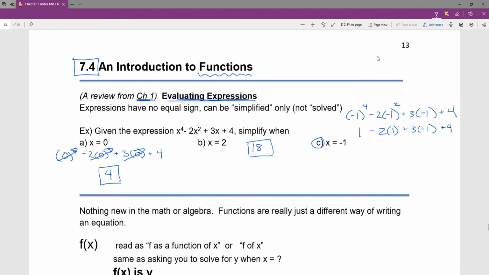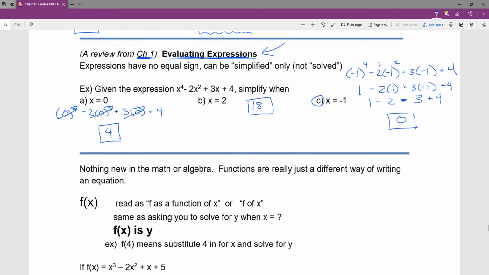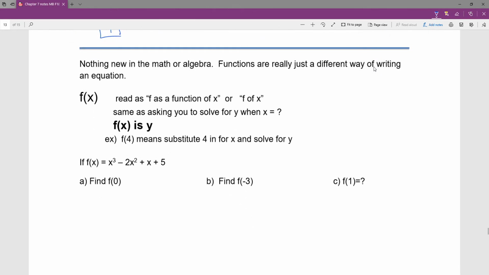So now that I've done the exponents, now I can do the multiplication. And then once I'm done the multiplication, I can do the addition. So that was really just evaluating expressions. And really, we have evaluated expressions before. We are going to do functions now.